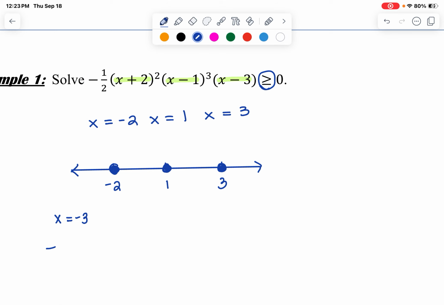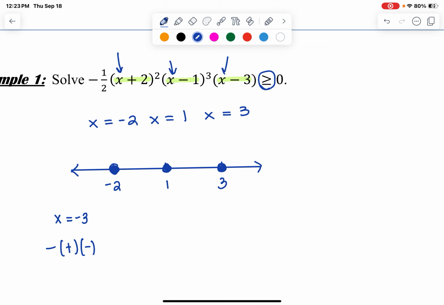Then we're going to plug in -3 here. -3 plus 2 is -1. -1 squared is a positive. Anything squared is a positive. Plug in -3 here. -3 minus 1 is -4. Cubed is a negative.